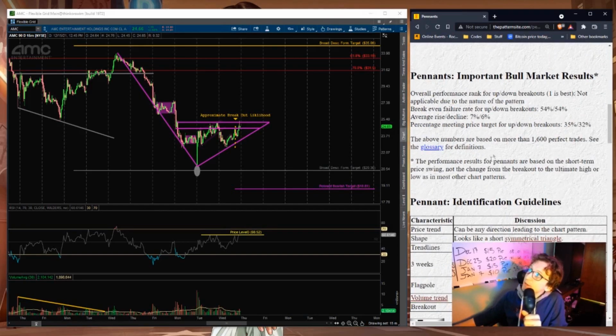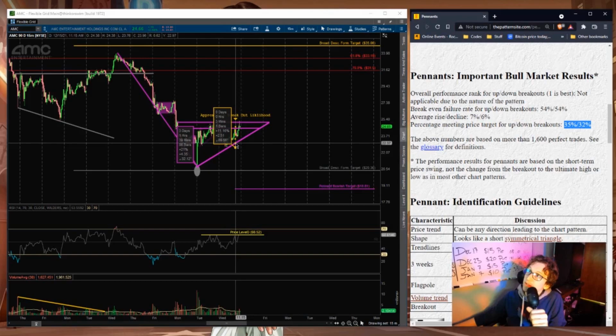And so Bulkowski provides us with a percentage beating price target right here. 35% for upward breakouts and 32% for downward breakouts, which isn't a whole lot. So basically what we did is just took the height of this flagpole and then multiplied it by 0.32, took that number and then subtracted it from a breakdown price, which I used right here.